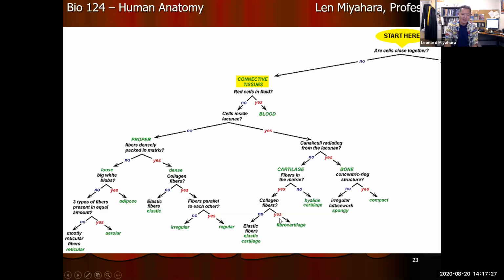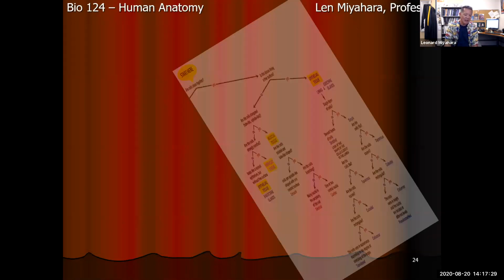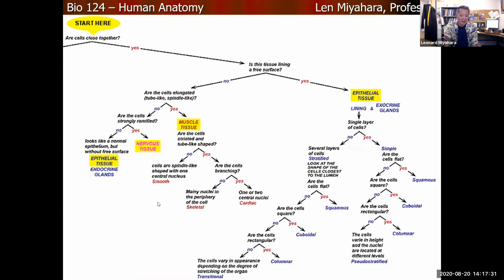Okay. If the cells are close together, then it's the other 3 tissue types. This first question, that's separating out epithelial tissue. It's the only one with a free surface and basement membrane. Then it's going to ask about simple or stratified. Then it's going to ask about the shapes of the free surface.